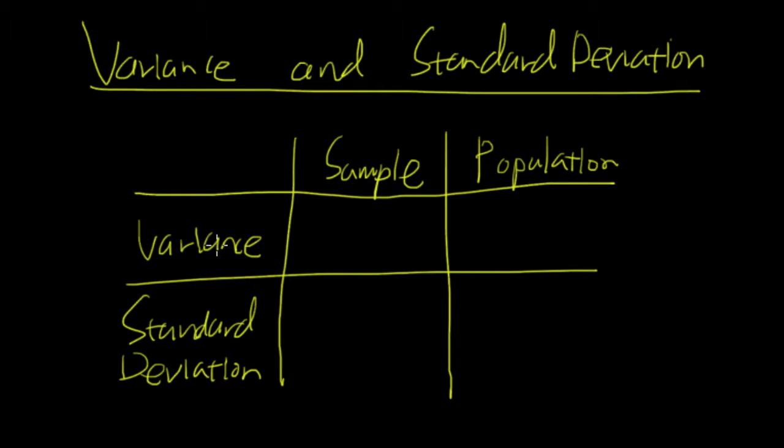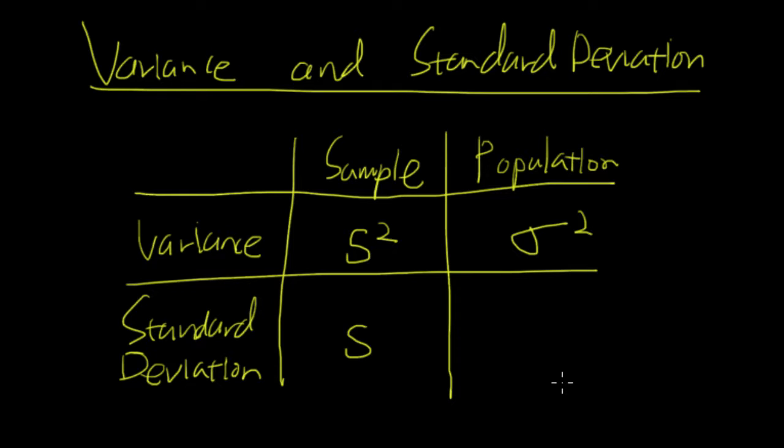So for sample variance, they use the symbol S squared. And for sample standard deviation, they use S without the square. For population, however, they use a rather strange symbol that looks like this. It's almost like a 6, but a little tilted. It's actually a Greek letter called sigma. So this is sigma squared.